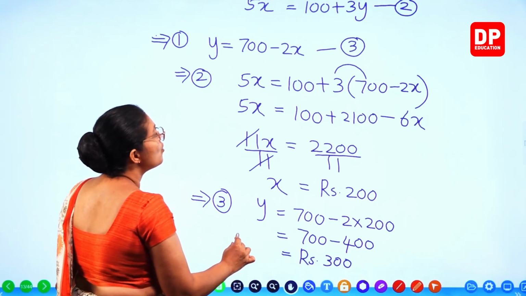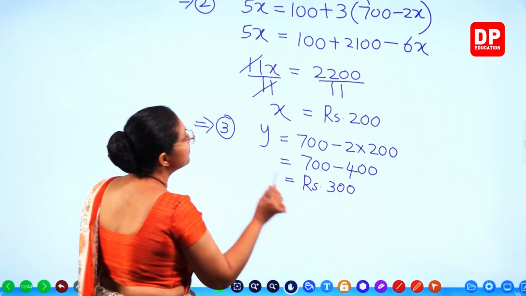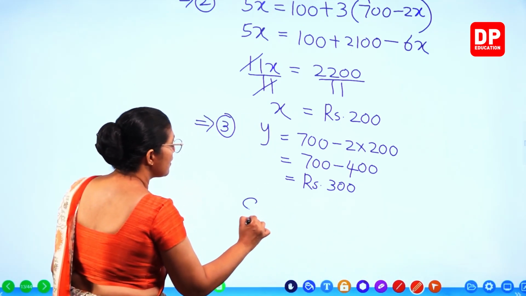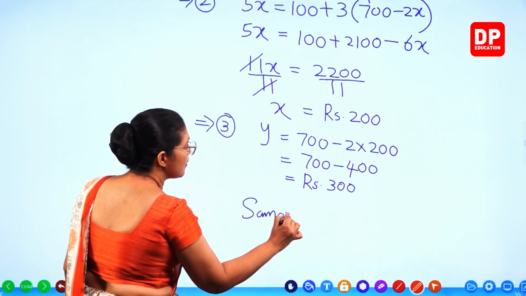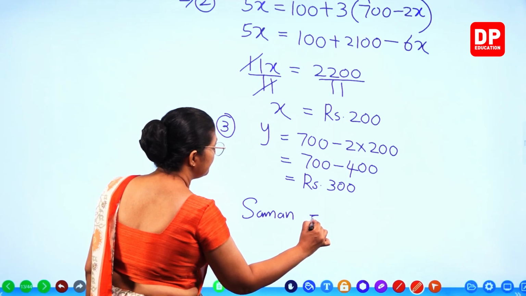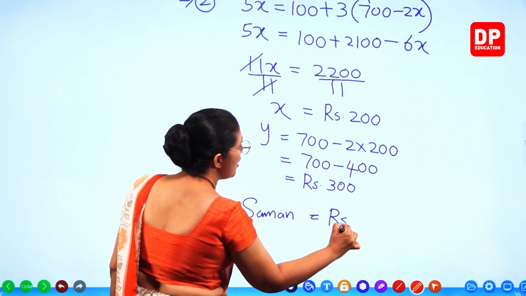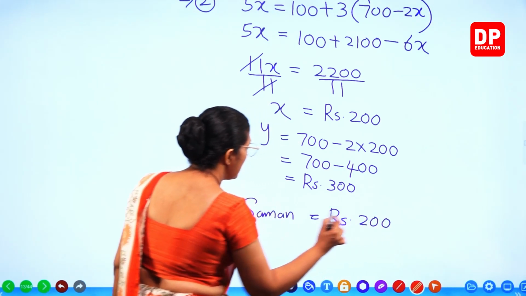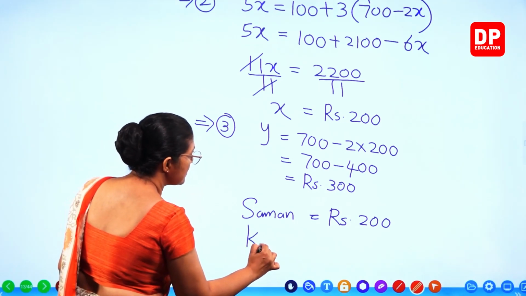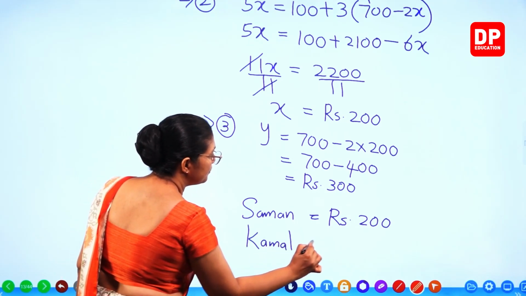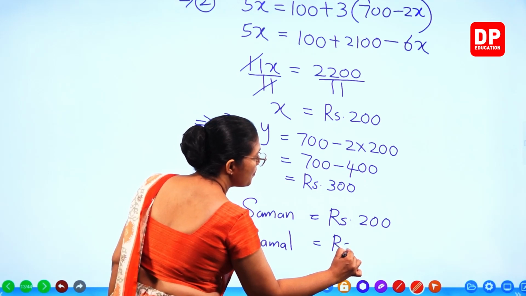So what is the amount that someone has? Someone has 200 rupees and Kamal has 300 rupees.